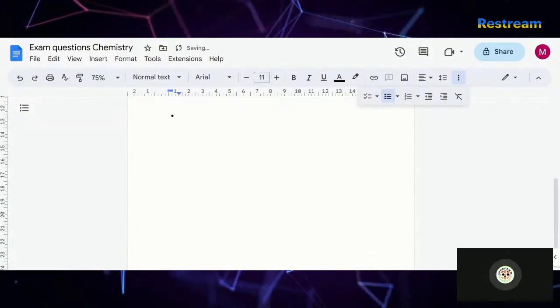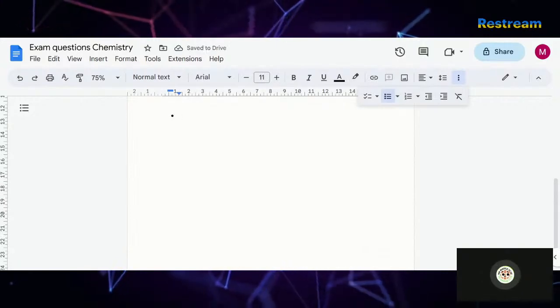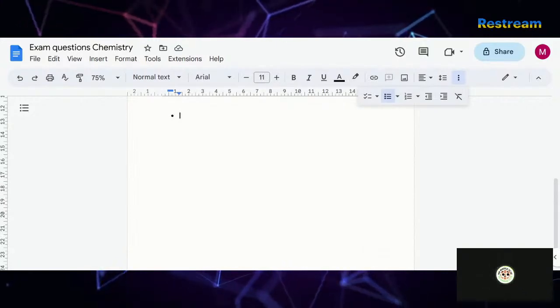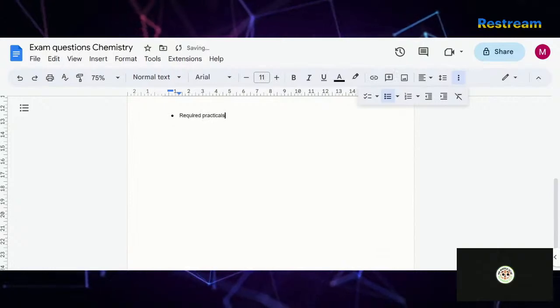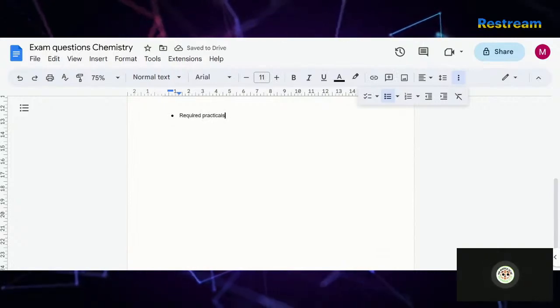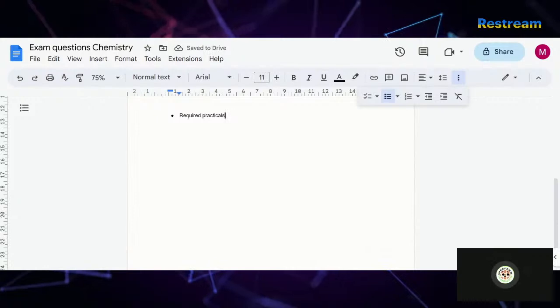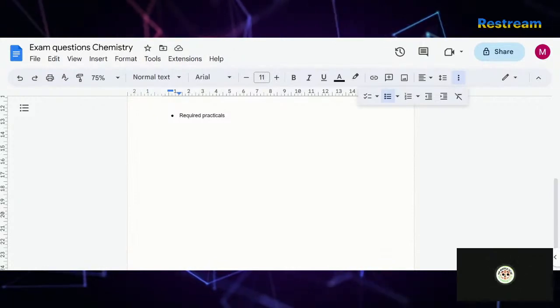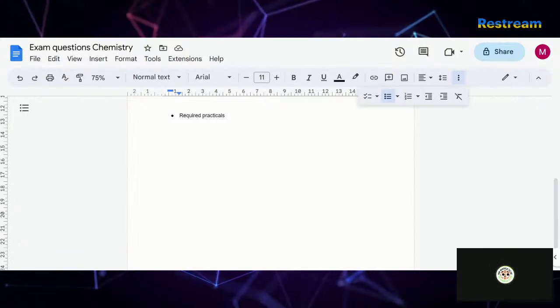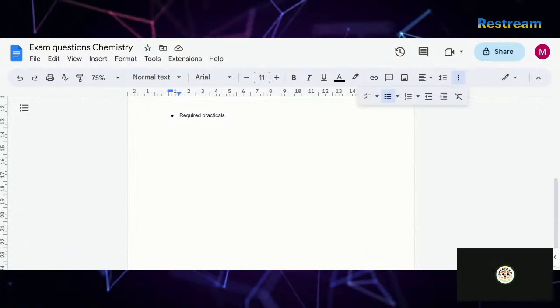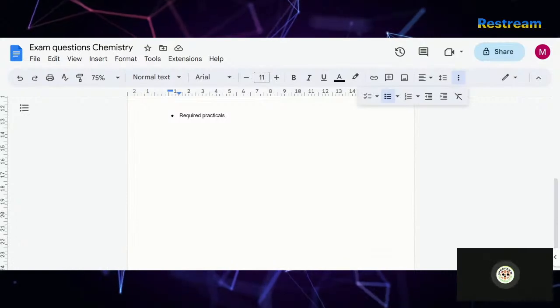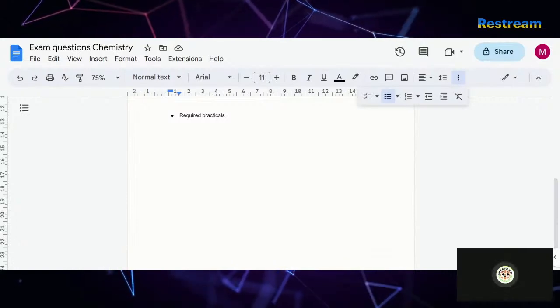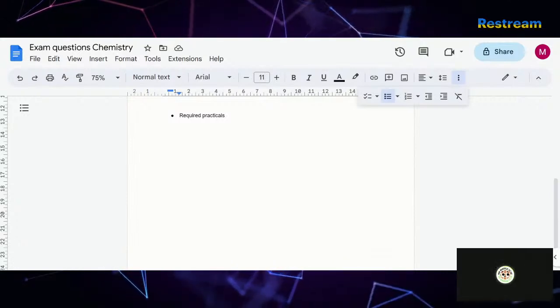Okay. And I'm going to just call this session required practicals, because we'll first be looking at the rates and extents of chemical change, because there's a lot of required practicals and things that they tend to ask you in here. So let me just share my board with you, and then we can go over the different parts to the required practical.